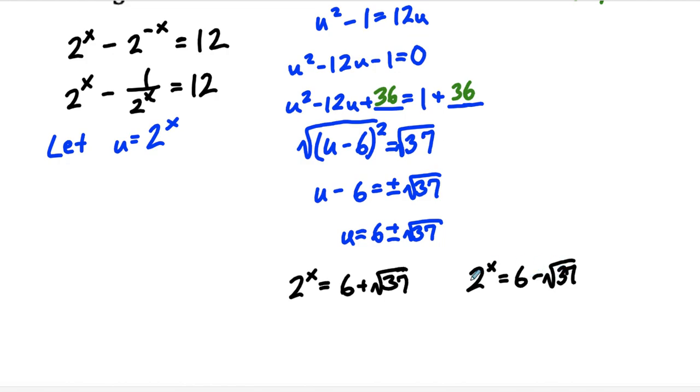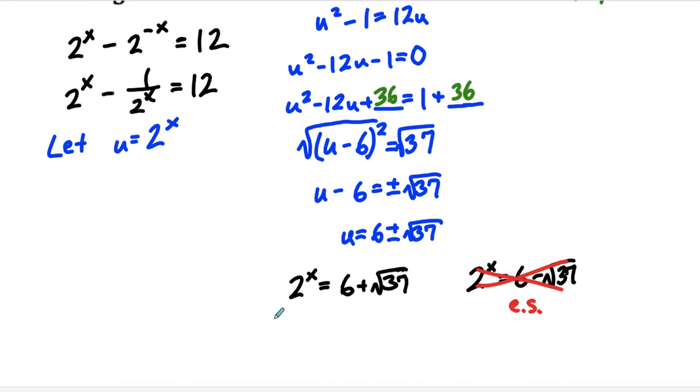Notice, if you look here, you cannot have 2 to the x equal to a negative number. And that's a problem, because 6 minus square root of 37 is a negative number. Square root of 37 is just slightly greater than 6, which means you're thinking like 6 minus 6.1. It's not exactly that, but it's somewhere around there. And that's going to give you a negative number. So this doesn't work. This is extraneous. We can't do anything with that one. But this one we can actually solve.